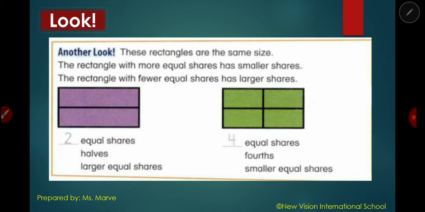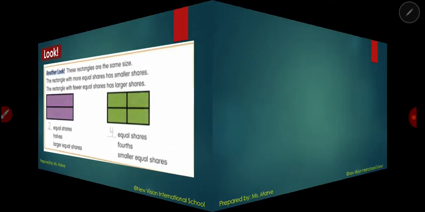Okay? So another example. Okay? These rectangles are the same size. Okay? This and this one. Now, when you cut this into halves, okay, you will end up having larger equal shares. But when you cut it into fourths, you will end up having smaller equal shares.